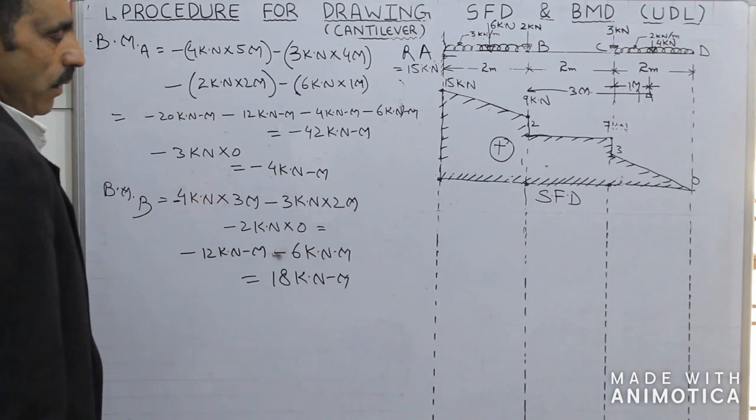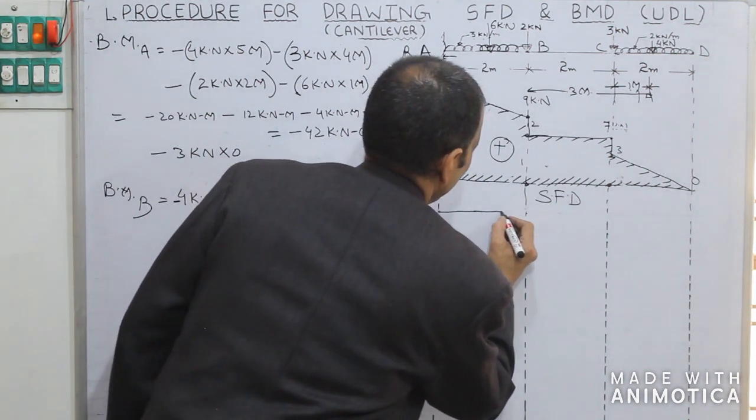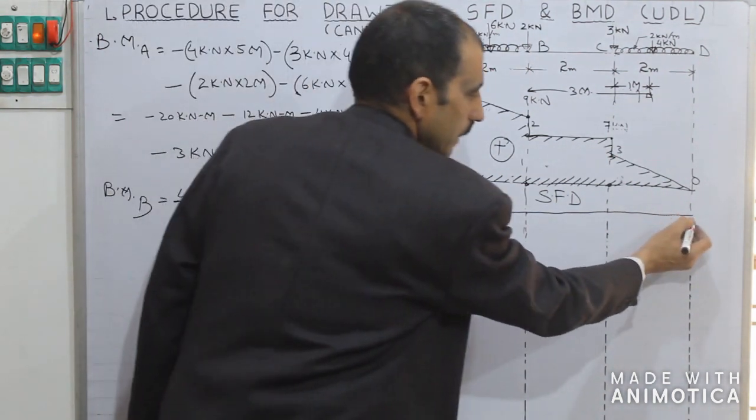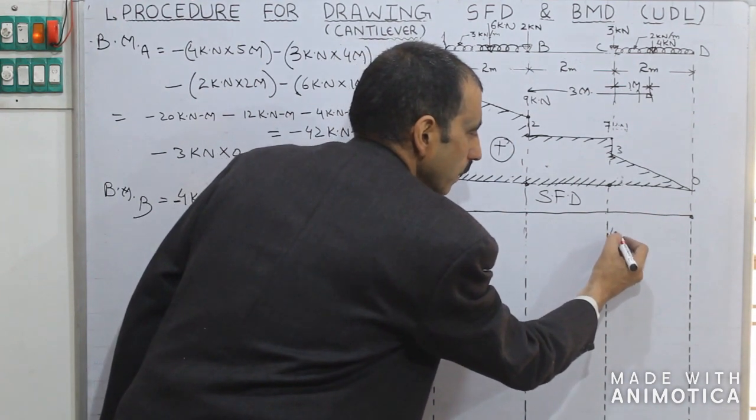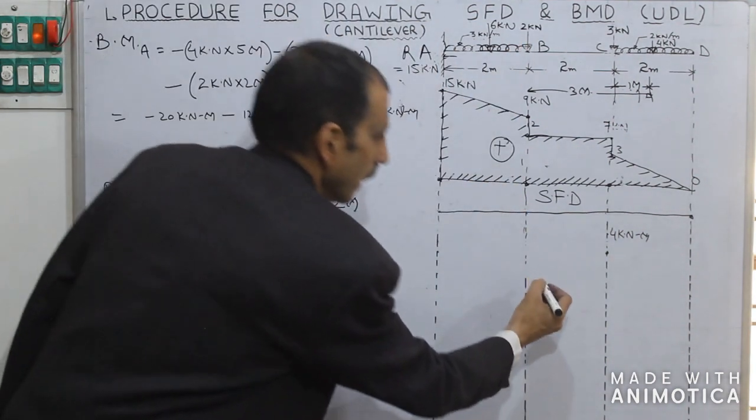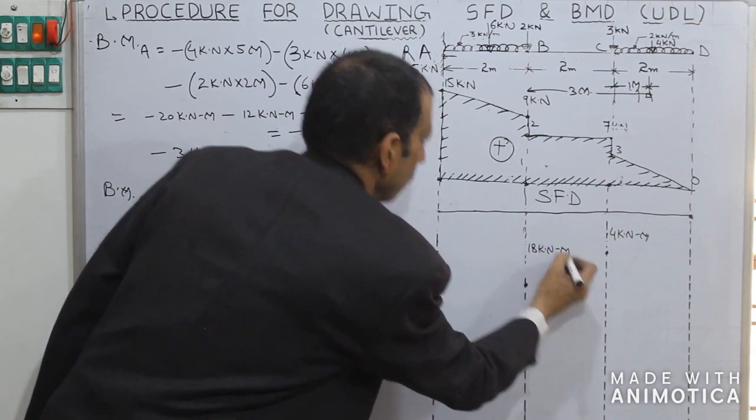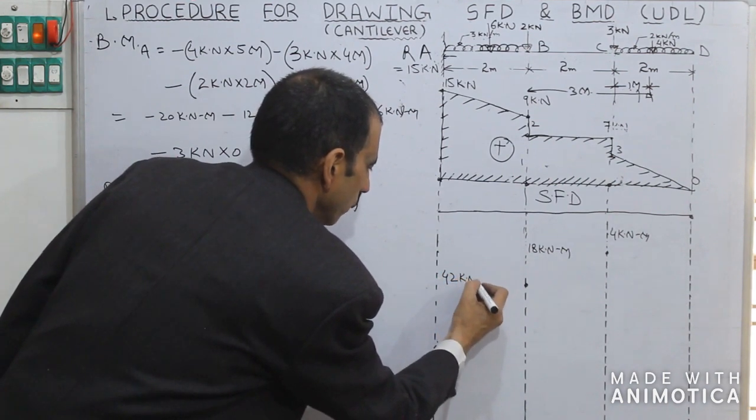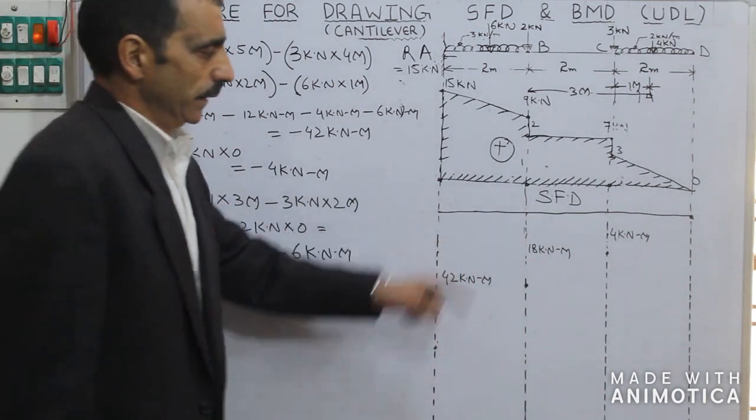Right? After that, how will I draw the bending moment diagram? Draw a line known as the reference line or neutral axis. Bending moment at D is 0. Bending moment at C was 4 kilonewton meter. Bending moment at B was 18 kilonewton meter. Bending moment at A is 42 kilonewton meter. Right? Now here, one of the most important things you have to see.